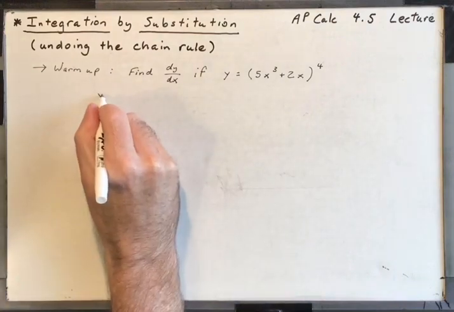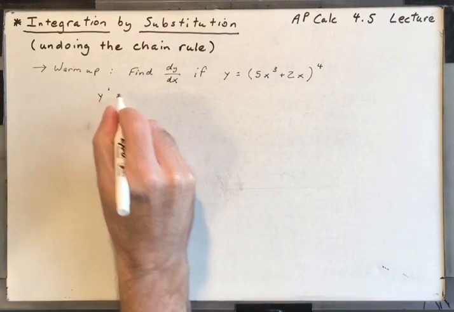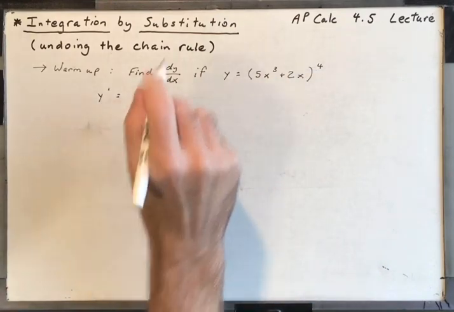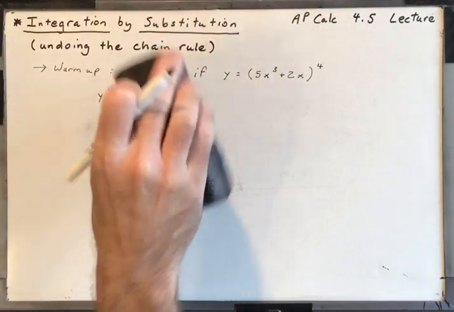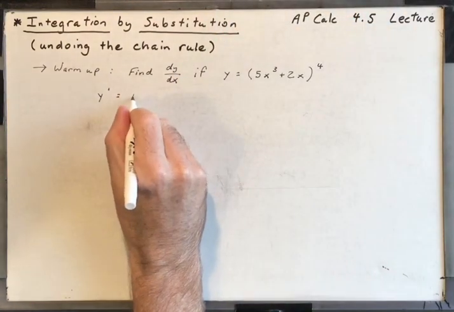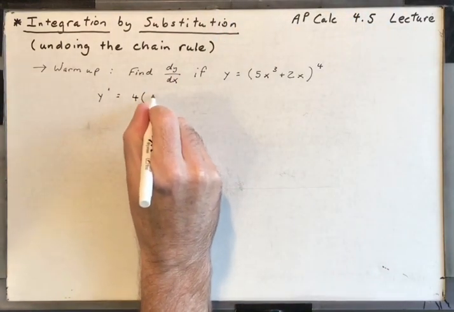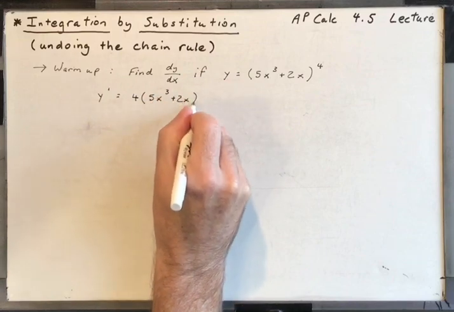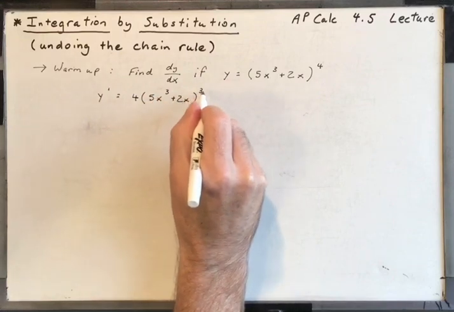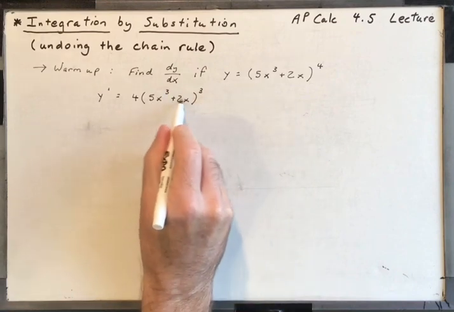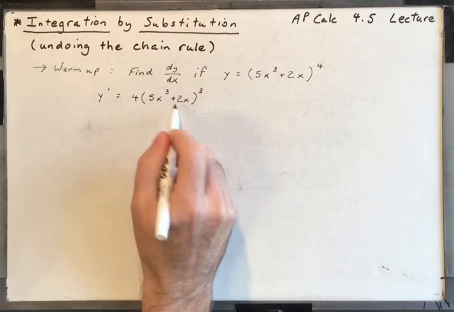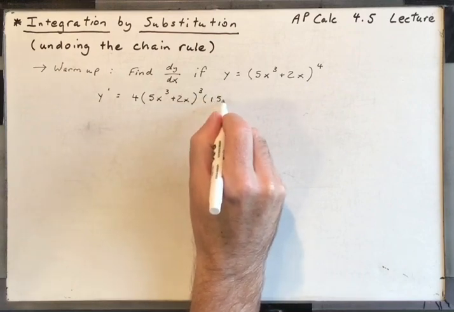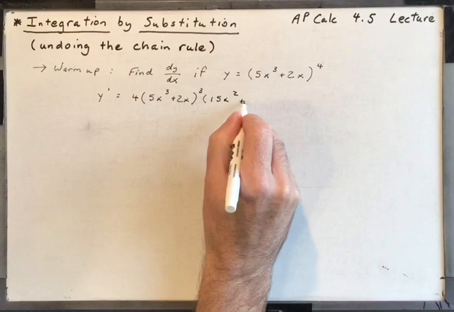Okay, so y prime, I'm going to remind you of the chain rule here. We're going to bring that 4 out front. So we have 4 times 5x cubed plus 2x, subtract 1 from the exponent, so 3. And then times the derivative of, what do we call this, the blob. Okay, so that would be times 15x squared plus 2.